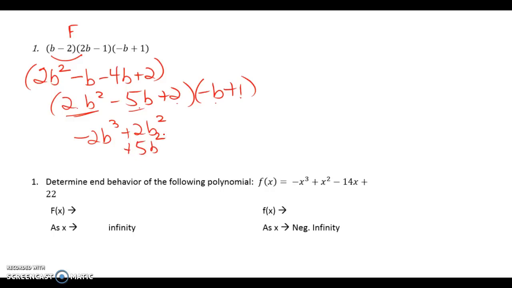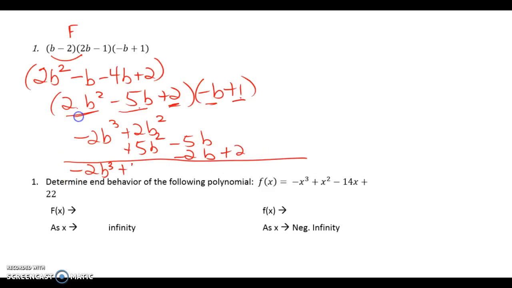And notice that I'm collecting like terms as I go. Then the negative 5b times 1 is negative 5b. Now 2 times negative b is negative 2b. 2 times the 1 is plus 2. Right? If I do this and I collect like terms, and I made the columns, it made my life easier, didn't it? All right, that's the answer if we multiply all those binomials together.